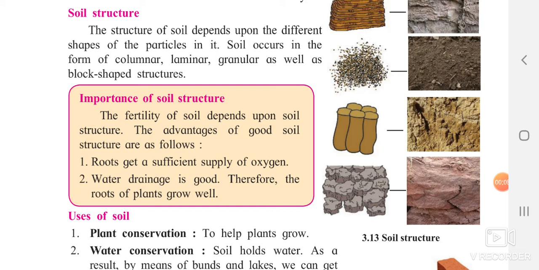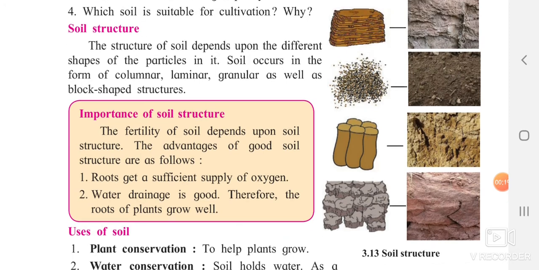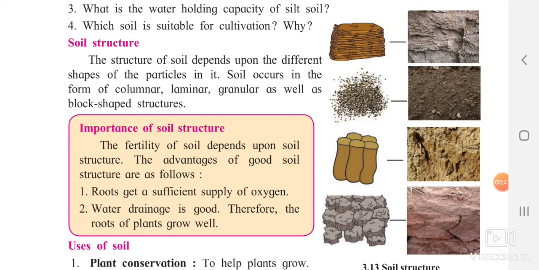We have also completed a part of soil. We have seen the types of soil. We have started with the soil structure. We have seen the shapes, particularly the columnar, laminar, granular as well as block shape. They have been shown to you in this particular figure also.